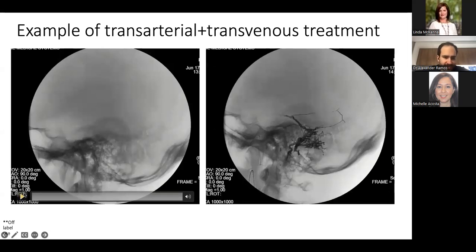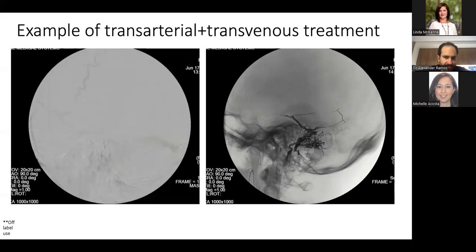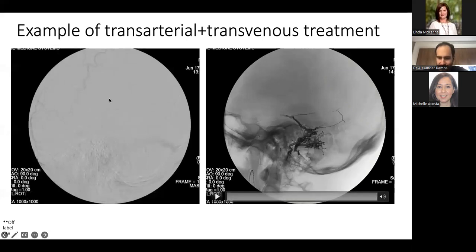So this is what a fistula looks like. This is before any treatment. So this is an external carotid artery run, and you can see that it's filling up the sinus, and it's flowing in the wrong direction, right? So the blood is going, I'll play it again, but the blood is going from the fistula backwards towards the brain, not towards the heart, which is this way. So one more time. So the sinus is flowing backwards. So that's what we mean by retrograde flow.